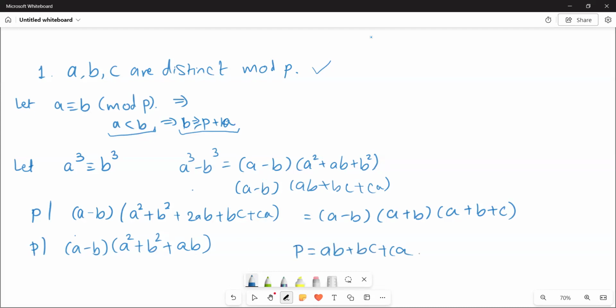Now, since P is a prime, if P was dividing this whole product, it should divide one of these quantities, right? Now we know P can't divide A minus B or A plus B or A plus B plus C because this quantity is strictly smaller than AB plus BC plus CA. Right? A bigger number can't divide a smaller number. Unless, of course, the number is 0, but we know A, B, C are distinct.